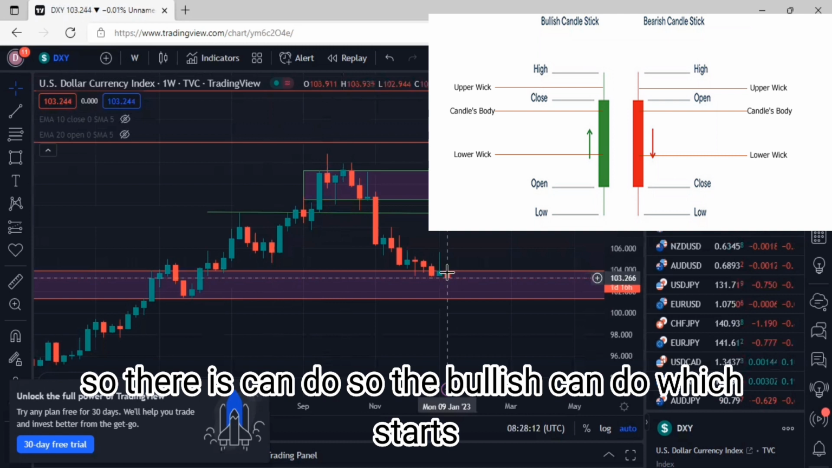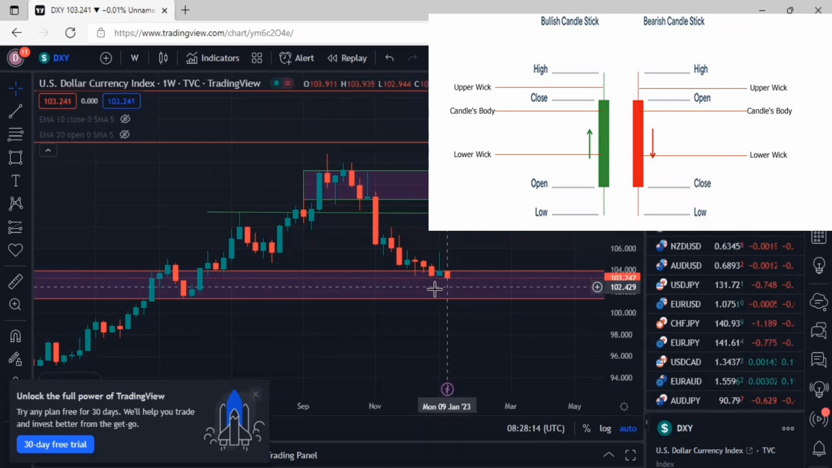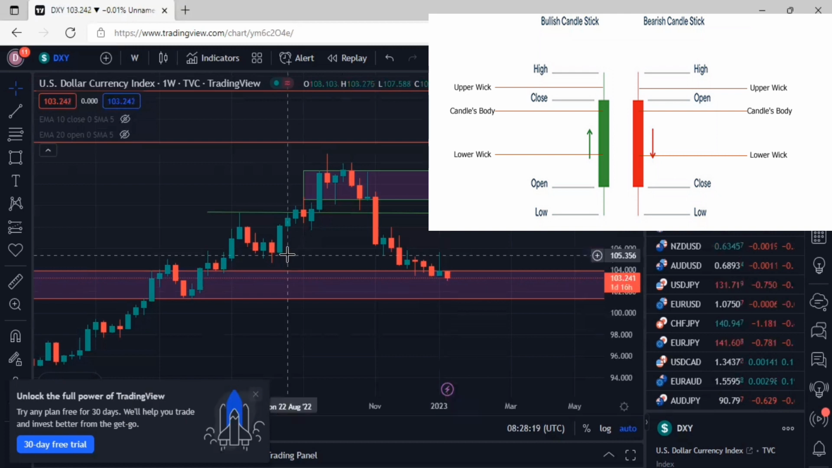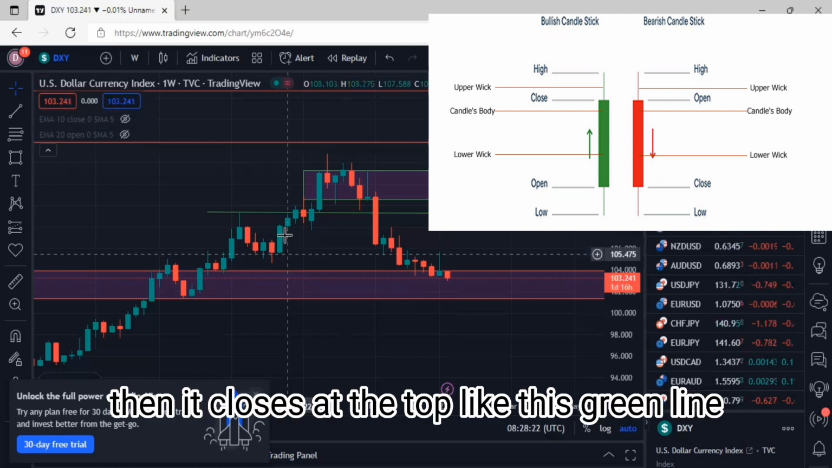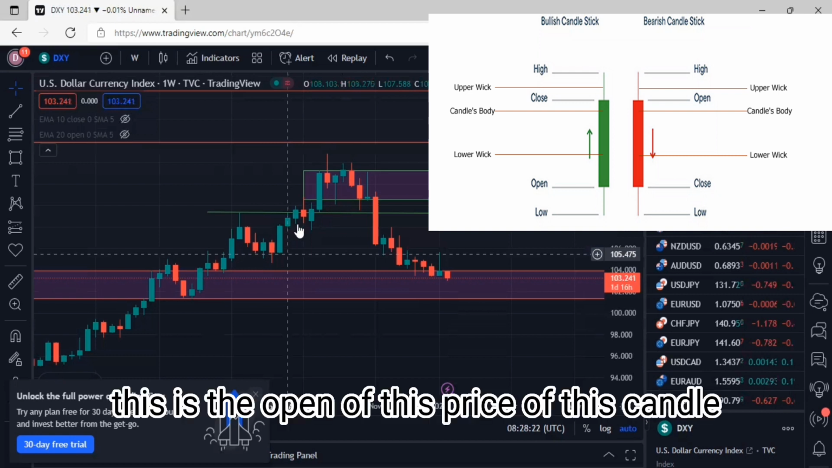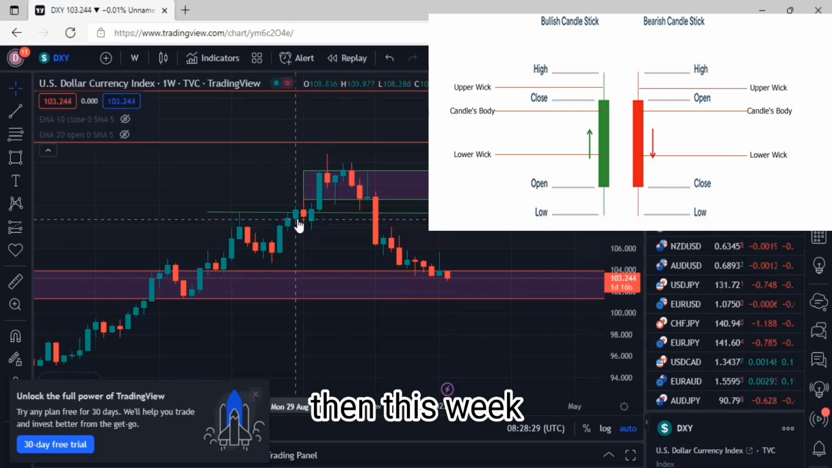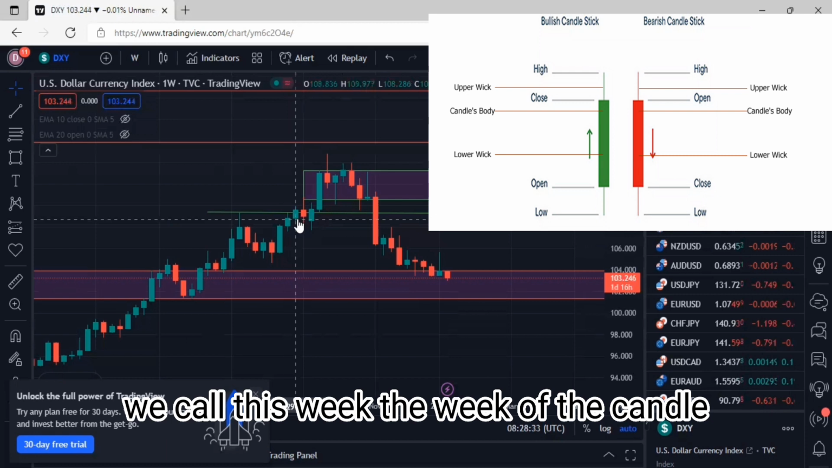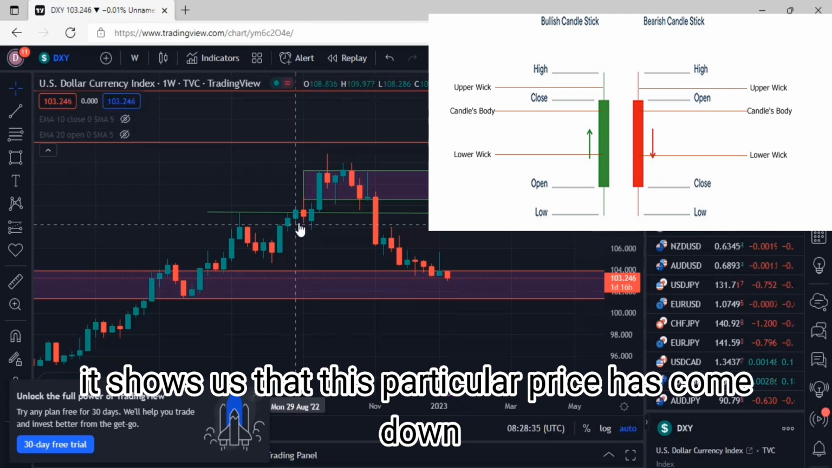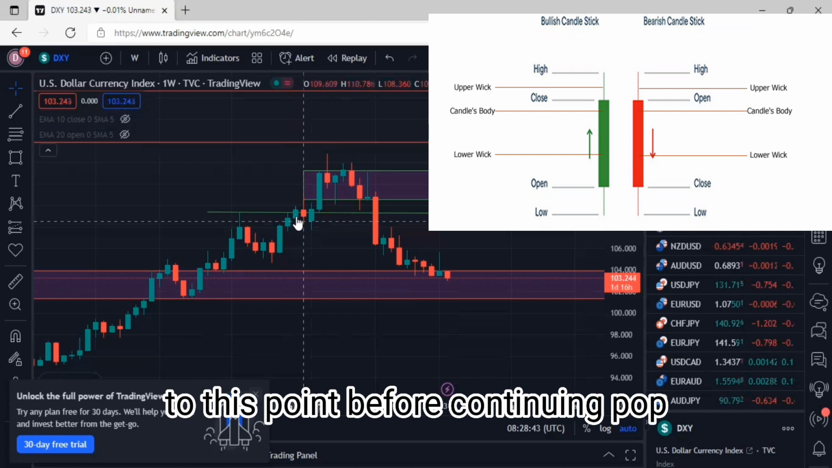So a bullish candle will start with an open from here, then it closes at the top like this green. Now this is the open of this candle. Then this wick, we call this the wick of the candle. That thin line is called the wick of the candle. It shows us that this particular price has come down to this point before continuing up.